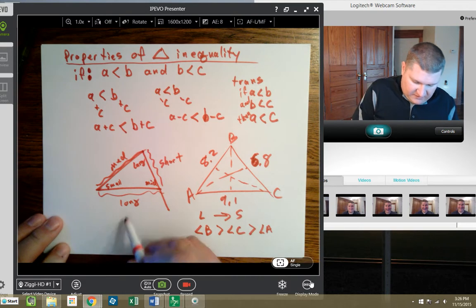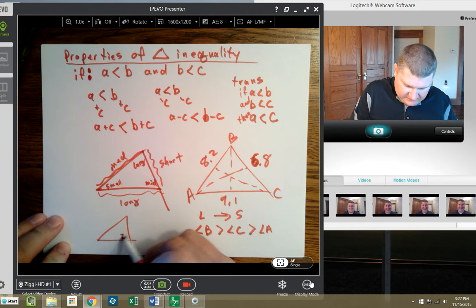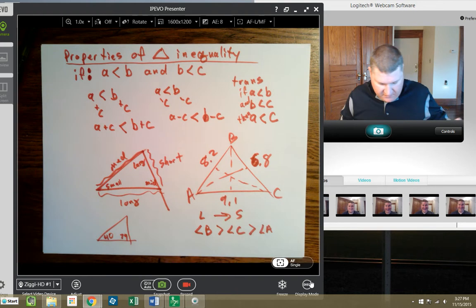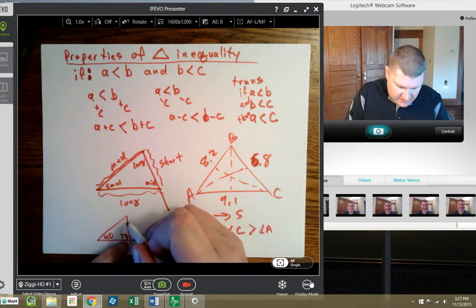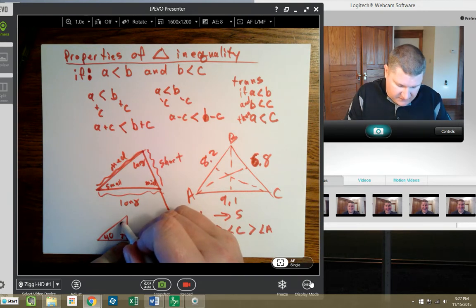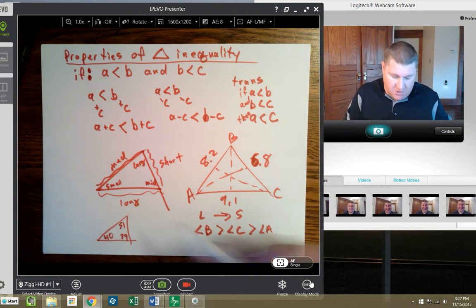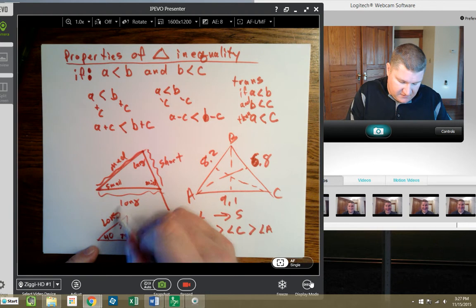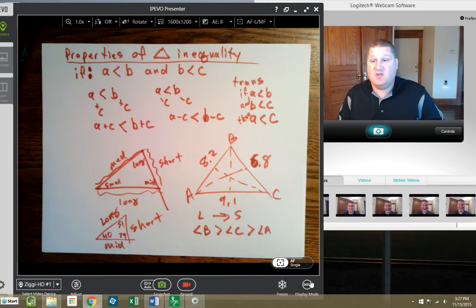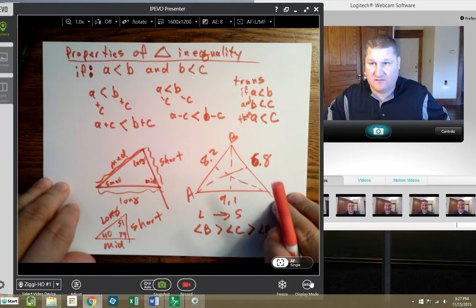Now, it works the same in reverse, by the way. If I have, say, 79 degrees, and over here I have 40 degrees, that would be 119, which would leave 51 degrees. All right, if that were the case, which is the longest side? This is going to be the longest. This is going to be the middle. This is going to be the shortest side. So we can put them in order from greatest to smallest based on angles and sides.